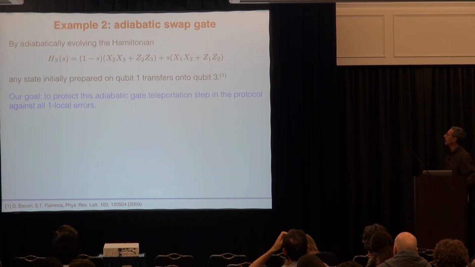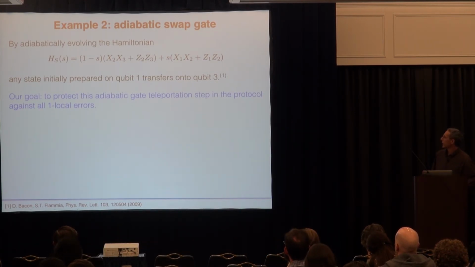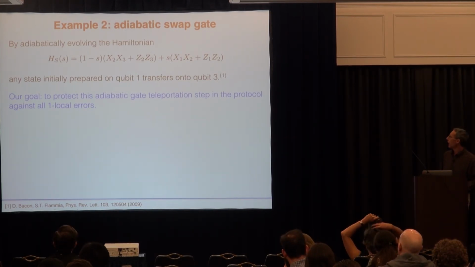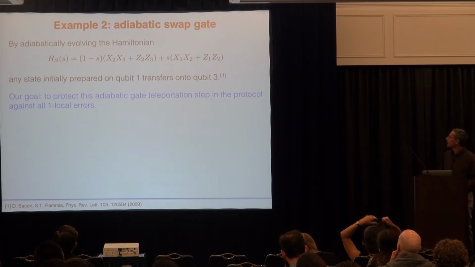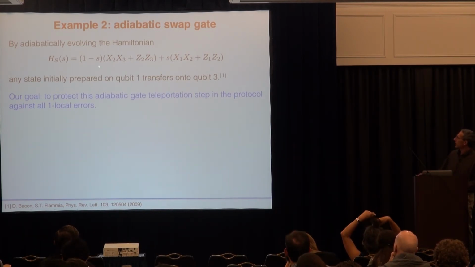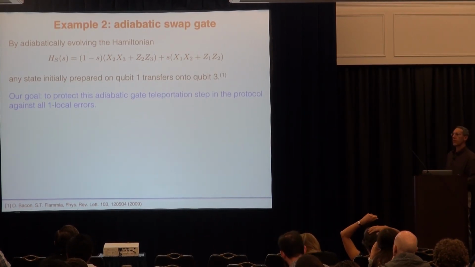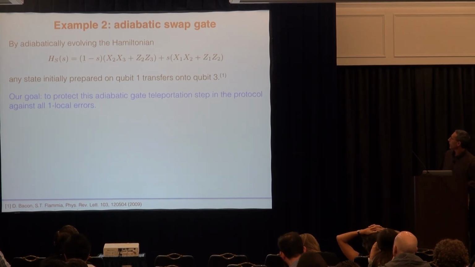Here's another example. This is protecting the adiabatic swap gate, which is a key component in the proposal by Dave Bacon and Steve Flammia from a few years ago on adiabatic gate teleportation. So in their work, they showed that if you consider this Hamiltonian, with S, think of S as time going from 0 to 1, so you slowly turn off this term and slowly turn on the other term, they show that any state that is initially prepared on qubit 1 transfers onto qubit 3 if you do this. I may have gotten the S wrong. Maybe S goes from 1 to 0.